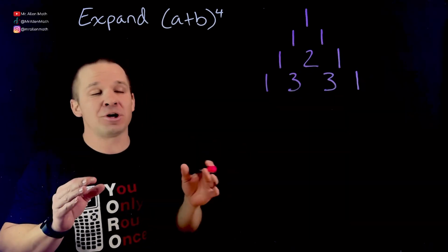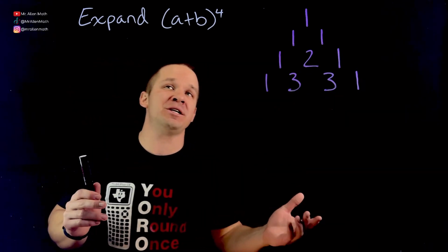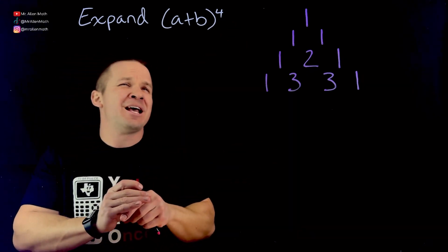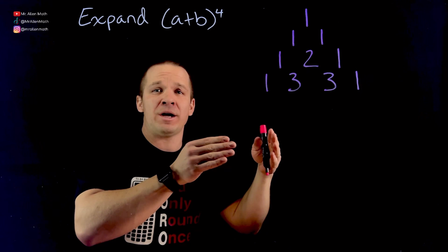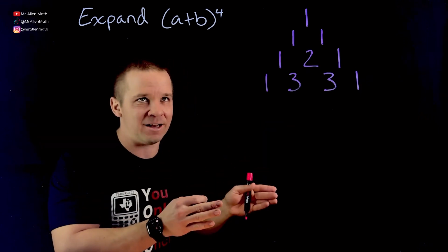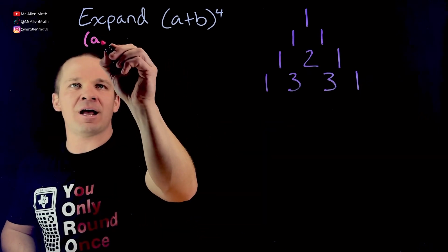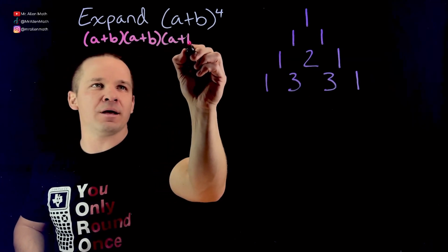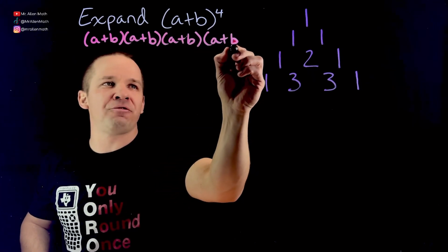Now, these two go hand in hand with each other and make your life so much easier once you get into higher powers on these binomials. So check this out. If I wanted to do a plus b raised to the fourth power by hand, I'd have to multiply out a plus b times a plus b times a plus b times a plus b. This is the old-fashioned way, man, right?